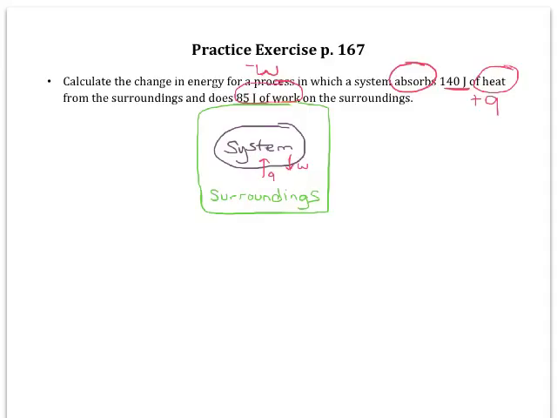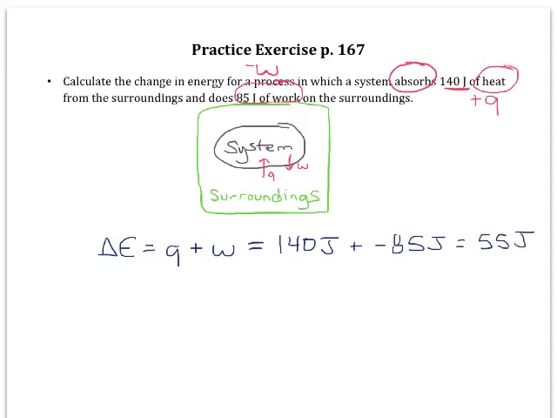So when we ultimately calculate the change in energy for a system, the change in energy is always going to be equal to Q plus W. In this case, we know that our Q is positive, so 140 joules, and we know that our work is negative, so negative 85 joules. When you do that math, you should come up with an answer of positive 55 joules. So that's the total change in energy for the system, because we've got 140 joules of heat going in and 85 joules of work going out.